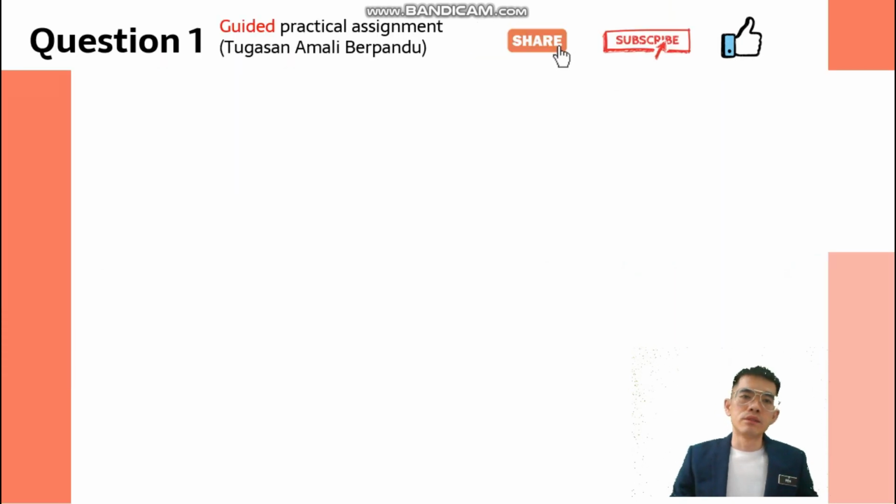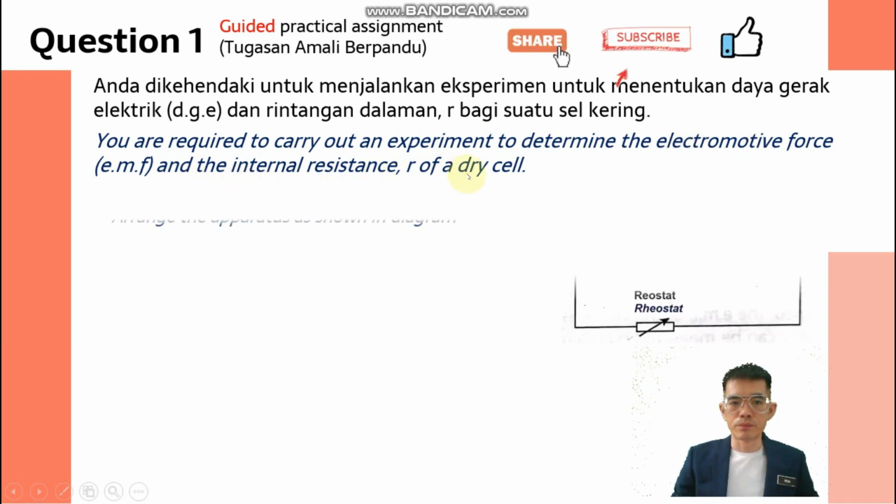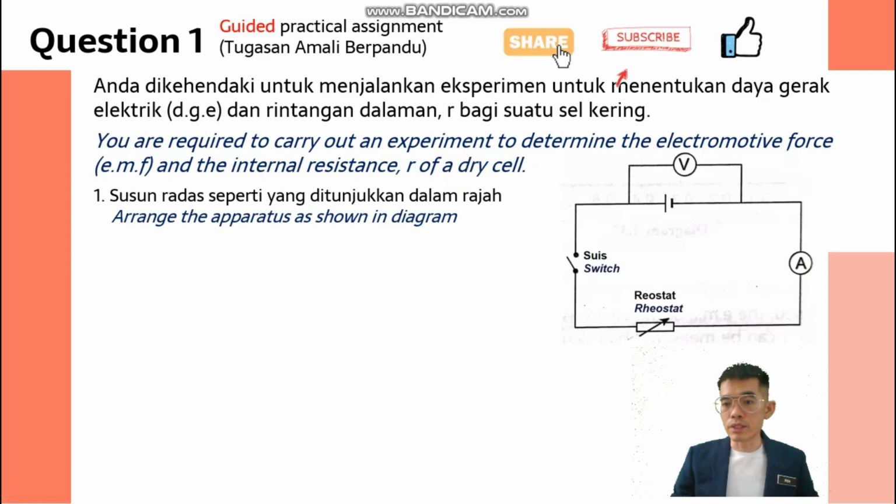As mentioned, the question we are going to discuss in this video is a guided practical assignment, so the procedure and the diagram will be given. Let us read the question together. You are required to carry out an experiment to determine the electromotive force, E.M.F, and the internal resistance of the dry cell. The apparatus is arranged according to the diagram. You may see that there are two types of circuit here. The ammeter is connected in series and the voltmeter is connected in parallel.